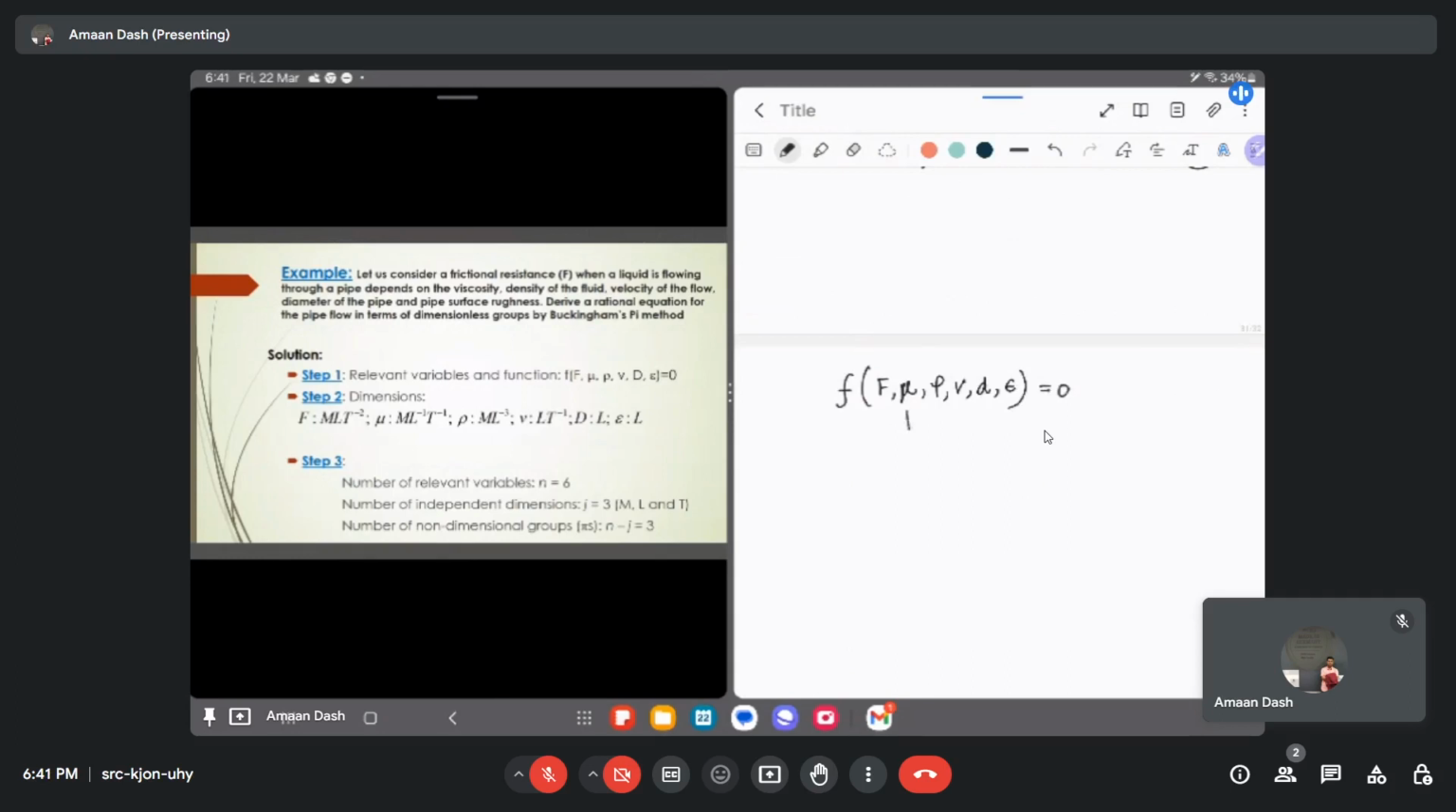For mu, we have M L to the power minus 1, T to the power minus 1. This is M L T to the power minus 3. This is L T to the power minus 1. And this is nothing but L. Here also we have L. This one we have M L T to the power minus 2.